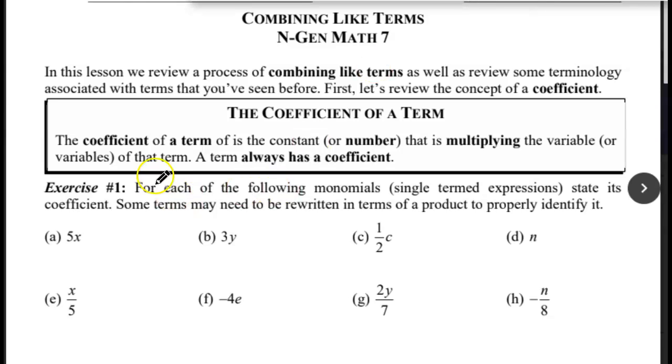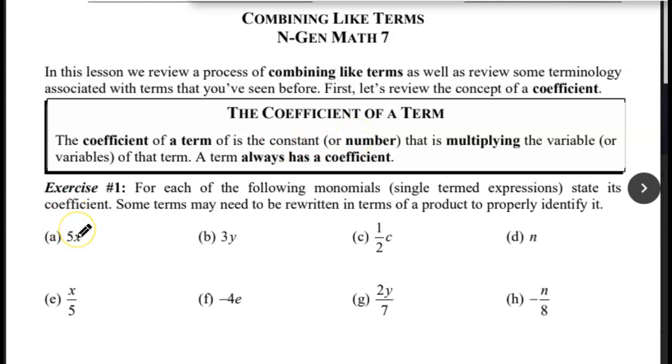So if you look over here, exercise 1, for each of the following monomials, single term, right? All of them are single term. Even though they are combined with multiplication or division, they are still single term. Terms are separated by addition and subtraction only. So the coefficient of the term is the constant or a number that is multiplying the variable or variables of that term. That term always has a coefficient. Let's go back to that later on.